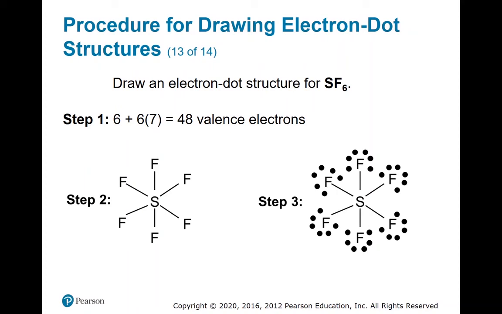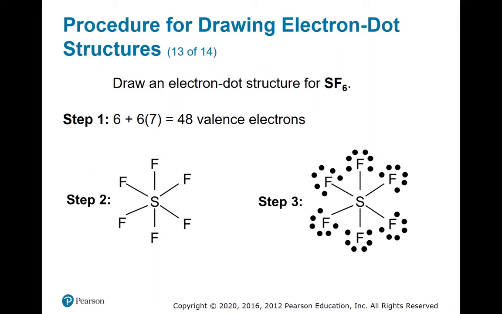And then sulfur, being in the same column as oxygen, has 6 valence electrons, so we need to add 6 more to that. So that gives us a pretty large number of valence electrons at 48. So we have 48 electrons to place down in this molecule. Step 2 says we need to pick the central atom and connect our other atoms to that.